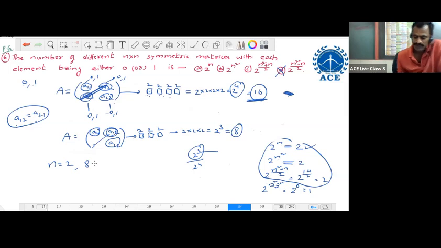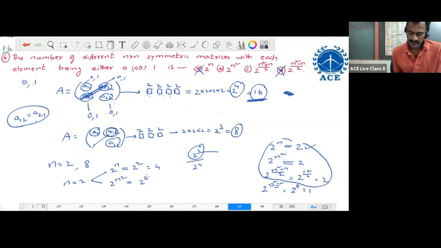For every option, find the value by substituting n equal to 2. For n equal to 2, the first option gives 2 power 2, that is 4. So the first option gives only 4, this is wrong. Next, the second option, 2 power n square, is 2 power 4, which is 16. This is also wrong. Finally, only one option is left. We check whether this option gives 8 for n equal to 2.